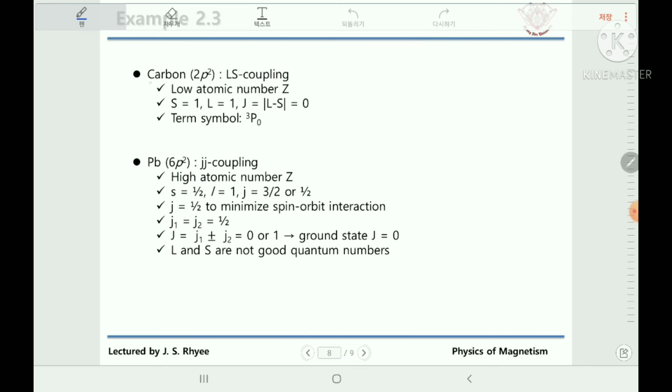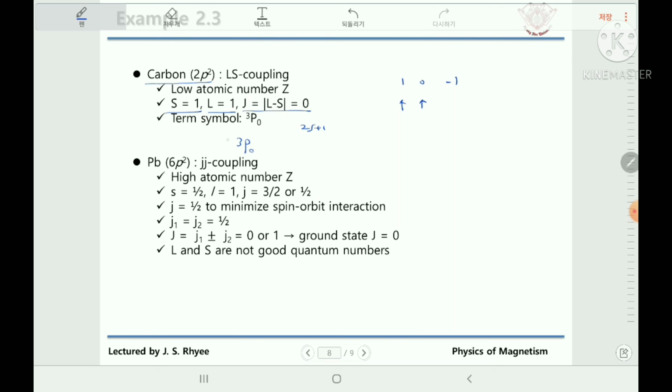One example is carbon. Carbon has 2p orbitals, and there are 2 electrons in the p orbitals. It has a low atomic number. For p orbitals, L equals 1, 0, minus 1, and because there are 2 electrons occupying with spin, the spin is 1, like this. Therefore, S equals 1 and L equals 1. Because it is LS coupling, total J is L minus S, therefore it is 0. The term symbol has a degeneracy 2S plus 1 equal to 3, and P for the p orbitals.